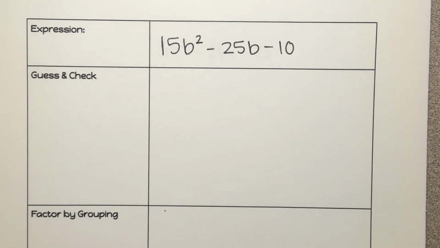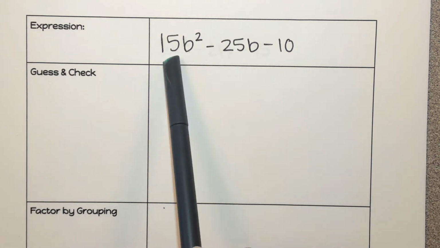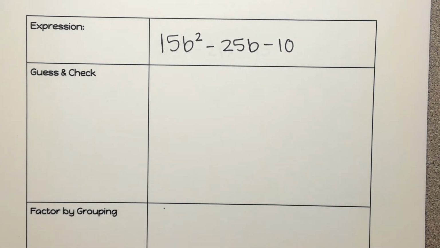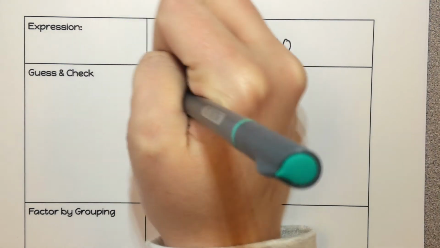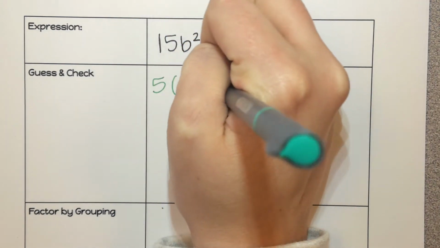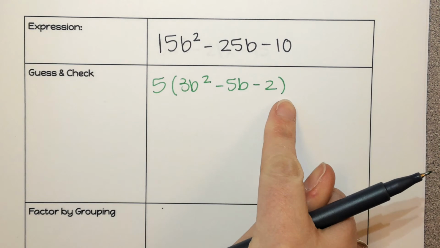Okay, for this example, I'm going to use the graphic organizer, and I'm actually going to do this one with each of the methods, just so you can see, because on this one, we do have a greatest common factor. So I want you to see how that works with each of the methods. Okay, so first, we need to notice that we have 15b squared minus 25b minus 10. So the GCF is 5. So I'm going to go ahead and do guess and check. So I have 5, and that leaves me with 3b squared minus 5b minus 2. Okay, so now this is the polynomial that I need to factor.